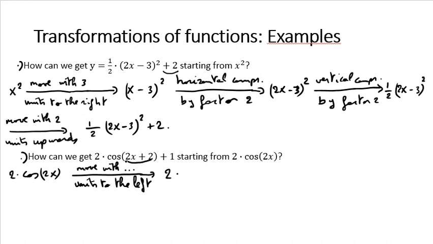So we have to replace the x by x plus 2 if we want to move it with 2 units to the left. So that will become the cosine of 2 times (x plus 2). And if we simplify that, that becomes 2 times the cosine of 2x plus 4. While I have a plus 2 here, but here I get a plus 4. So instead of adding 2, we have to add 1. So we have to move it with 1 unit to the left instead of with 2 units.